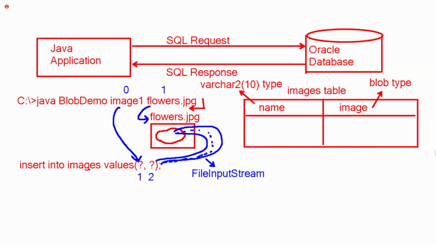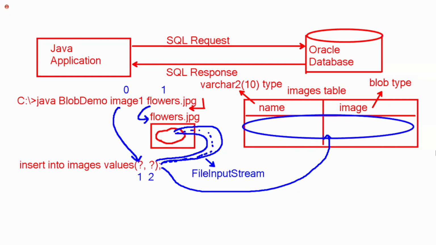Then, whenever this query is executed, what will be stored here is the image. Here image1 will be stored. Here the picture is stored. Image stored. This is our task.